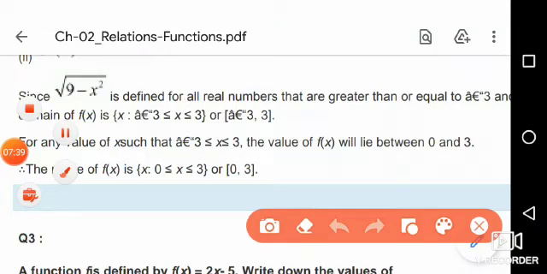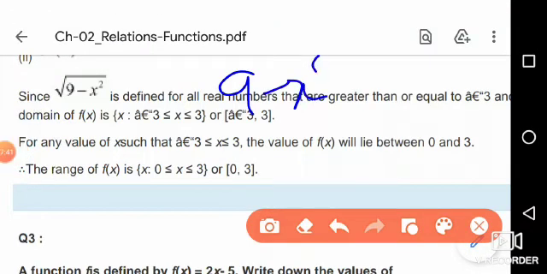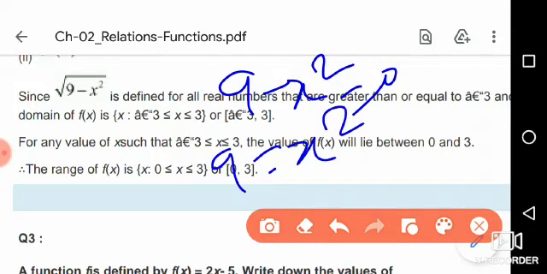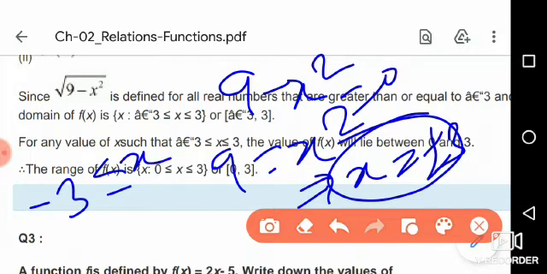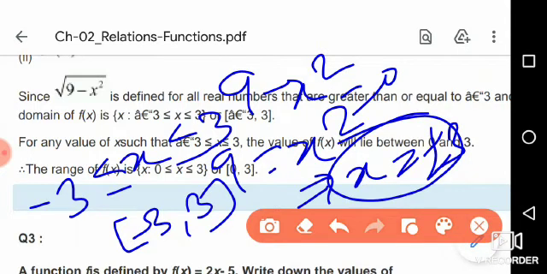Dear students, we have to solve 9 minus x square is equal to 0. That gives 9 is equal to x square. Therefore, x is equal to plus or minus 3. Therefore, the values of x lie between minus 3 less than or equal to x less than or equal to 3, or we can write it as the closed interval minus 3 comma 3.